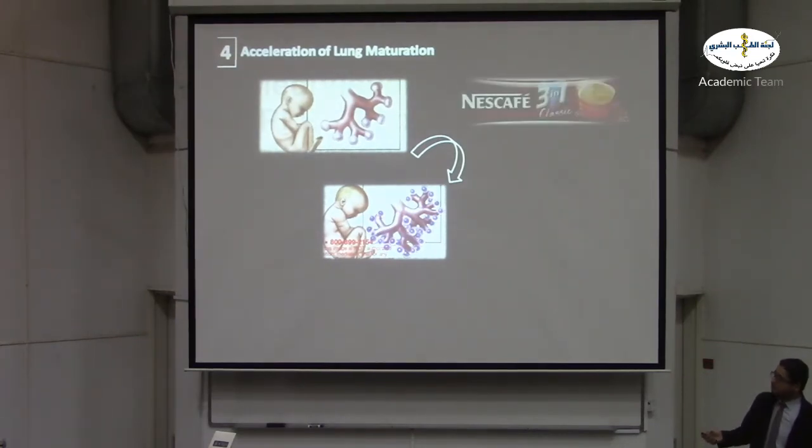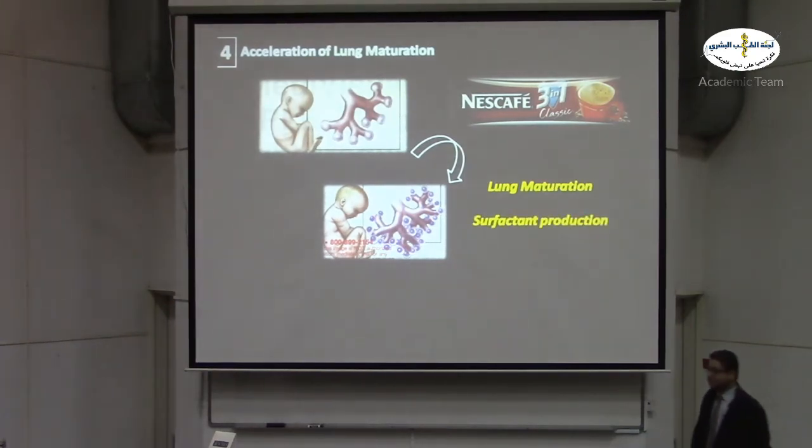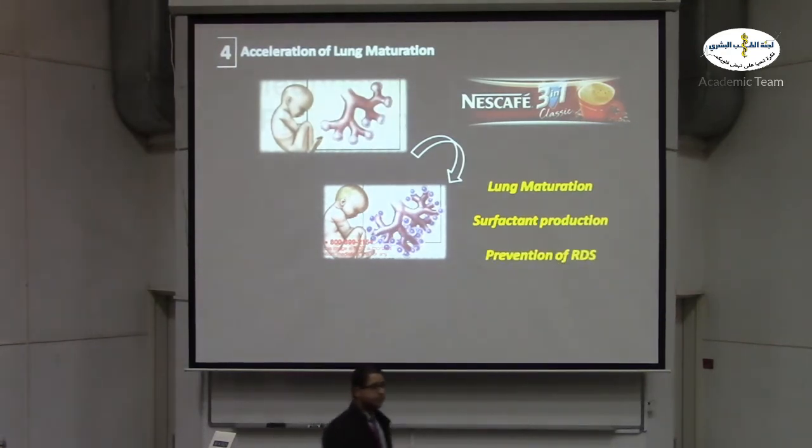Now it's well known that if you give glucocorticoids, they can induce three things. The first thing is lung maturation, and it transforms into this shape. The second thing is the production of surfactant. The surfactant, as you know from the respiratory system, is important to prevent atelectasis and collapse, which is what we call respiratory distress syndrome.